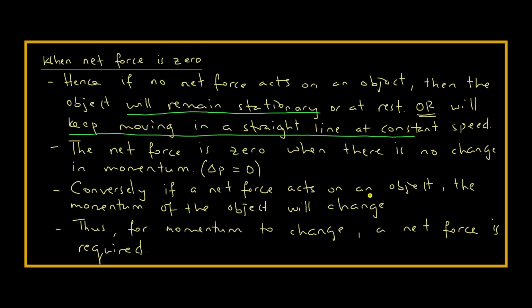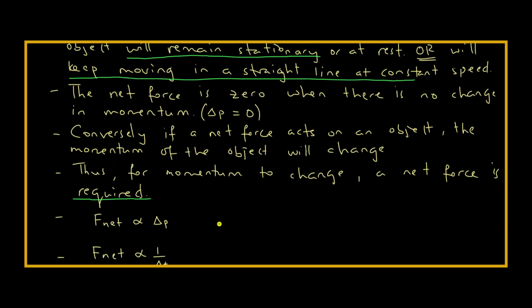Conversely, if a net force acts on an object, then the momentum of the object will change. If no net force is acting on an object, there's no change in momentum. If there is a net force acting on an object, there will be a change in the momentum. Thus, for the momentum to change, a net force is required. We need a net force in order to change the momentum of an object.